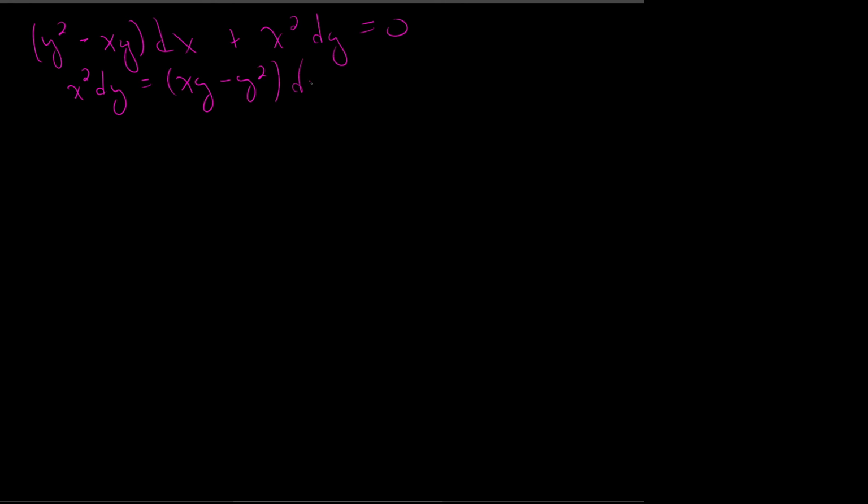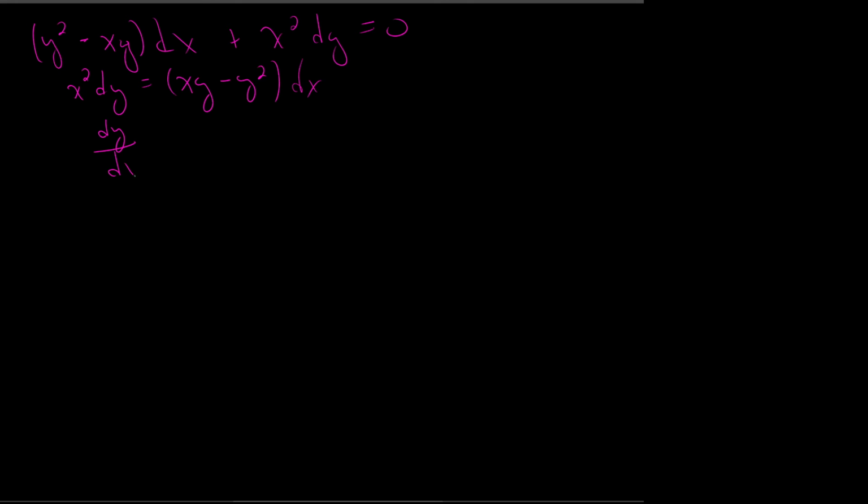Alright, so (y squared minus xy) dx plus x squared dy equals 0. Now I'm going to get this in standard form, and I'm going to isolate my function for my differential, and we'll analyze that function to make sure it's homogeneous, and then we'll apply the substitution if it is. So I get x squared dy is equal to, again, I'm changing my signs as I move it over, dx.